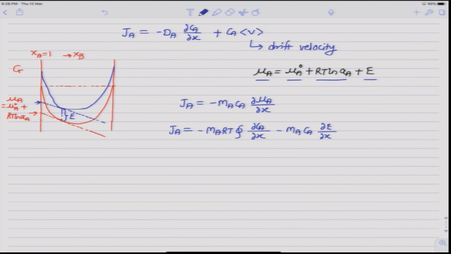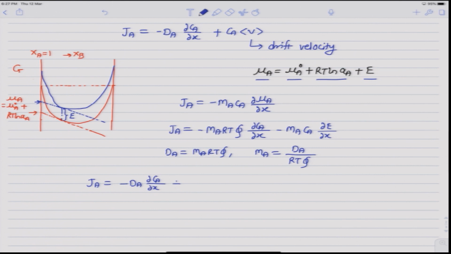If we substitute for MA, because DA is equal to MA RT phi, so MA is equal to DA over RT phi, and we can write JA is equal to minus DA times dou CA by dou x plus CA DA times minus dE by dx over RT phi, and this minus dE by dx is nothing but the driving force, that is the gradient in strain energy, which acts as the driving force, which we denote as F.